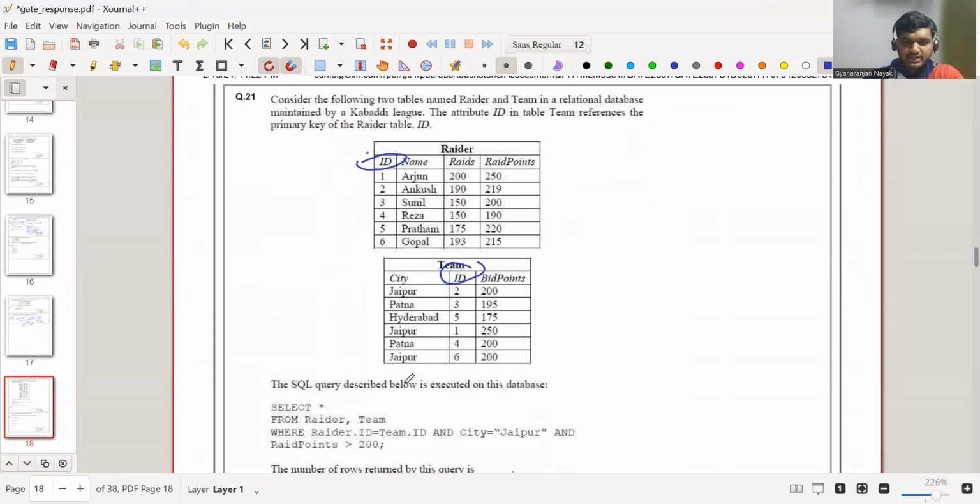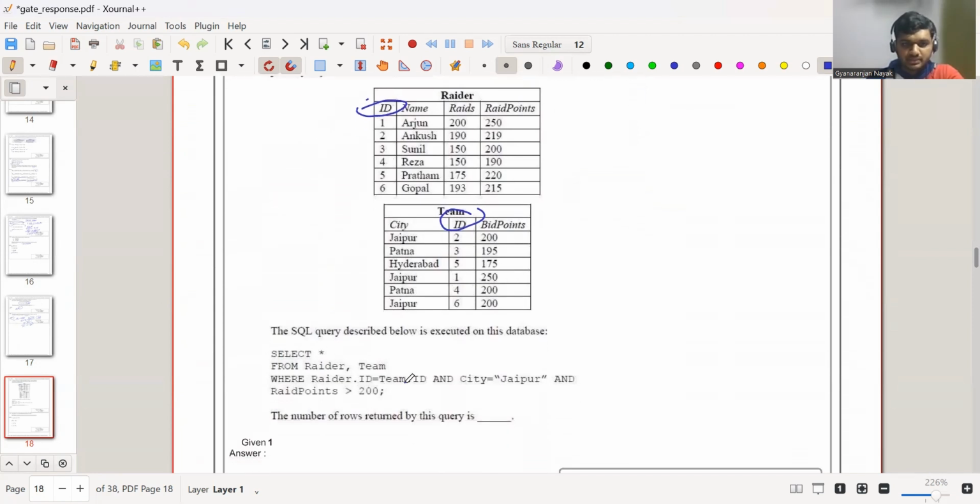The SQL query described is executed on the database. Select star from reader and team. The first table is reader and the second one is team. Where reader ID equal to team ID and city equal to Jaipur and red point greater than 200. So you notice red point greater than 200: here, and here, and here. So if you compare this, the answer will be 4.